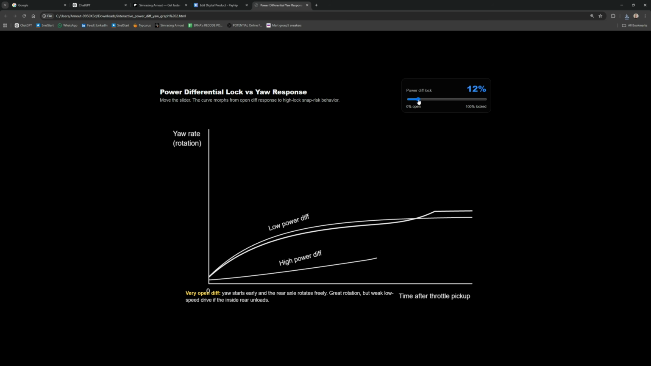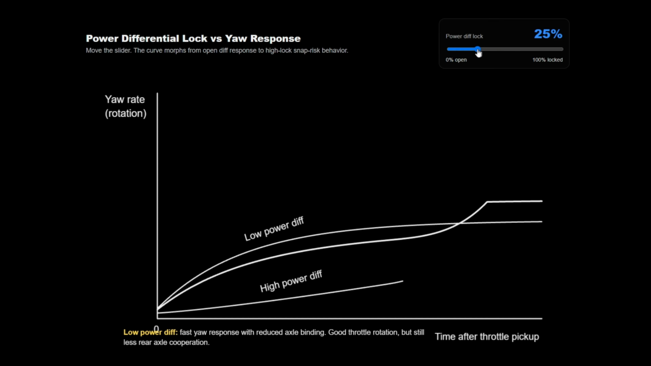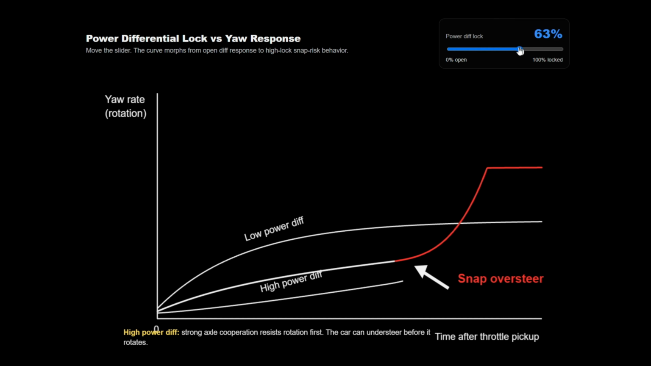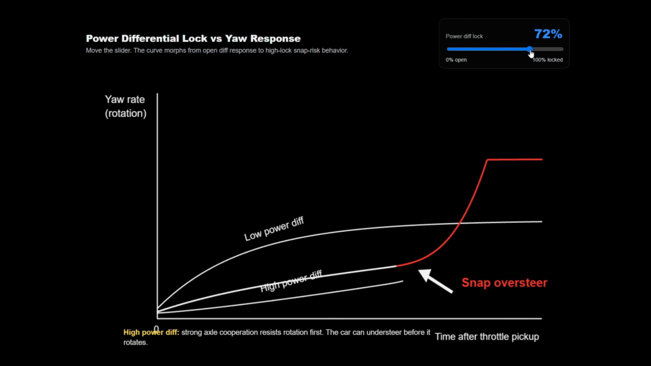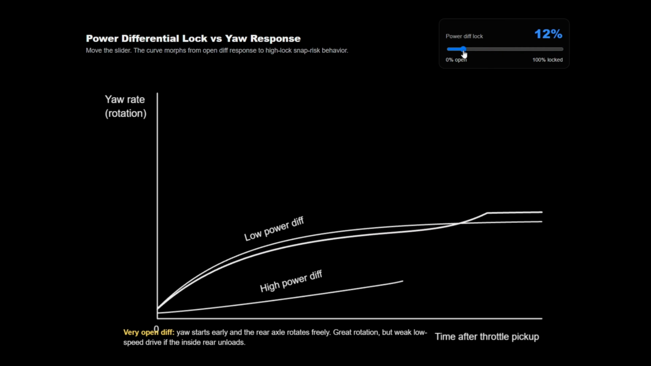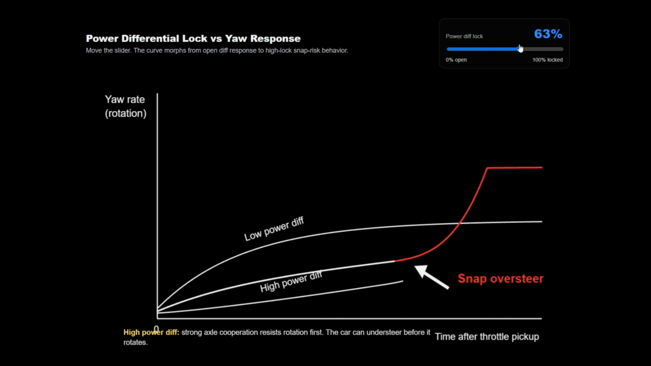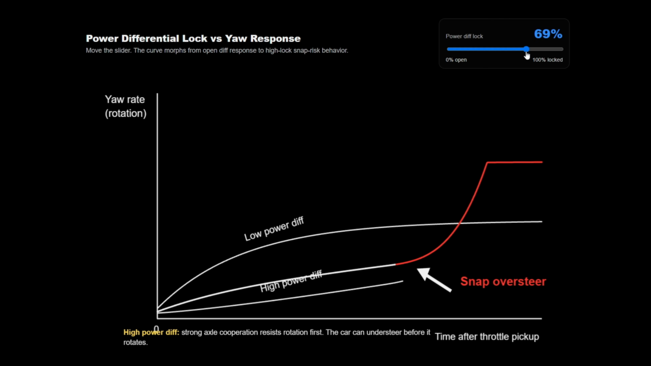So for instance, if you have the power lock differential, these values aren't really accurate, but it shows an idea. When you change the power differential, how much lock, if you have high power, you can see how it starts to snap oversteer. But if you go lower, you get more of this effect. So think about this in your brain as when you're changing the power and the lock differential under throttle.